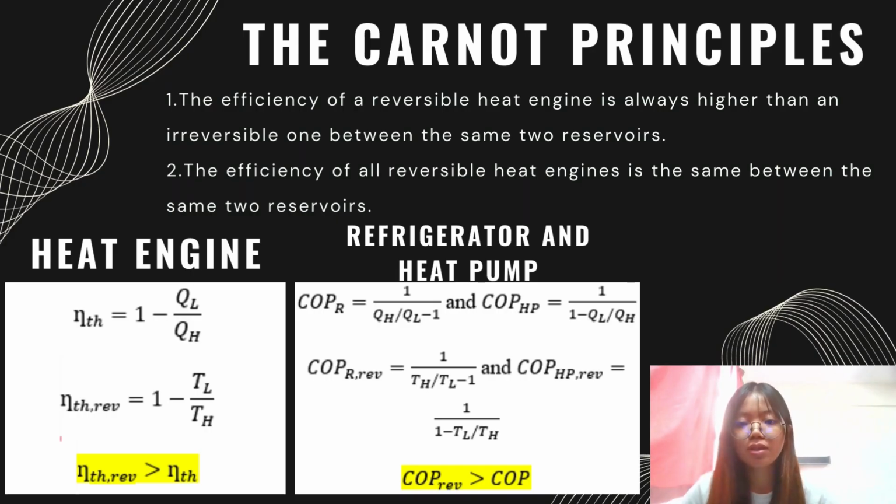According to the Carnot principles, the efficiency of a reversible heat engine is always higher than that of an irreversible one. And the second point is that the efficiency of all reversible heat engines is always the same under the same conditions. So for the first one, the heat engine: the first equation is the equation to calculate the efficiency of an irreversible heat engine, and the second equation is the equation to calculate the efficiency of a reversible heat engine. Then we can conclude the efficiency of a reversible heat engine is higher than the efficiency of a real, irreversible heat engine. And the same goes for the second one, the refrigerator and heat pump.